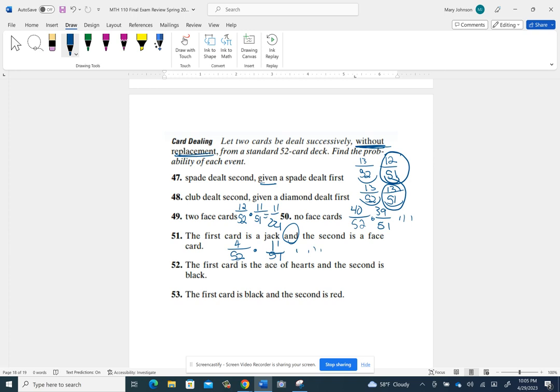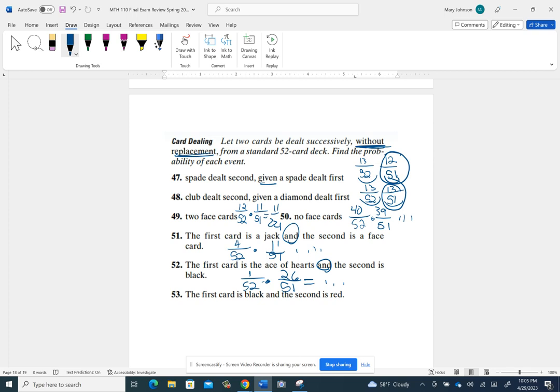First card is the ace of hearts. Ace of hearts, that's 1 card out of 52. And so that's multiplication, so you'd multiply these. The second card is black. Well, there's only 51 cards left because you picked one already. But all the black ones are still left because an ace of hearts is red. So you would multiply, and still simplify.